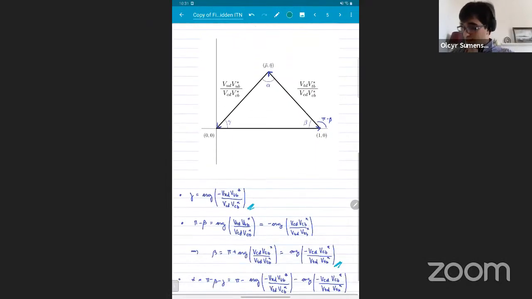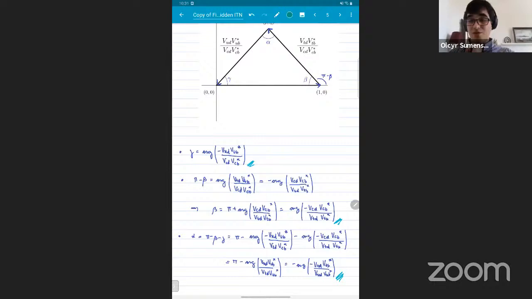Okay, so here's just some trigonometry. I did it already, so I'm just going to show you the results.